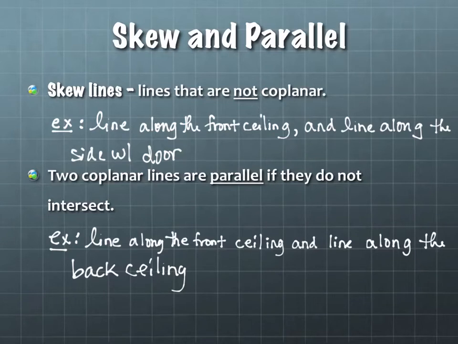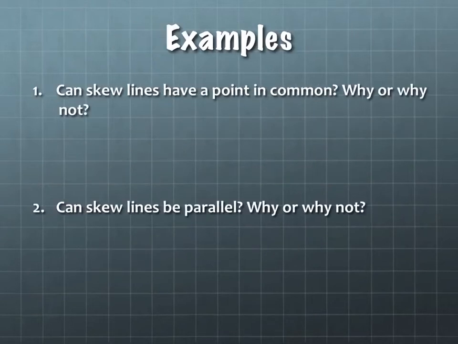See, the other 2 didn't intersect. The skew ones either, they didn't intersect, right? The one along the floor over here and the one along, so they didn't intersect, but they aren't in the same plane. That's why they're not considered parallel. All right? Now, a couple of questions to consider.